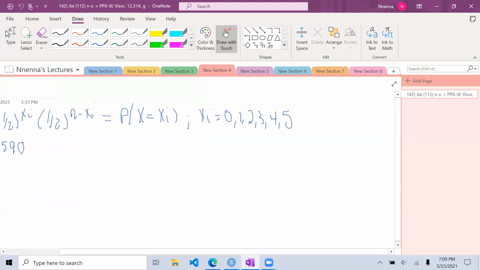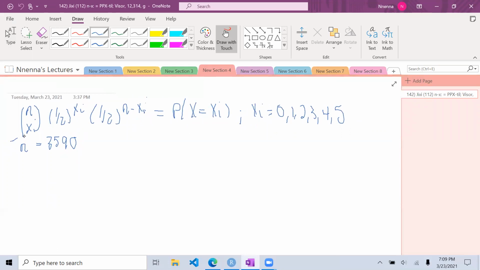So n, the number of trials, is this. When I say n, I'm really referring to big N, and what I mean is the number of heads, basically. It may not be the case that you get a head all the time, but the question is, out of all the possible trials, how many times did we actually yield heads?